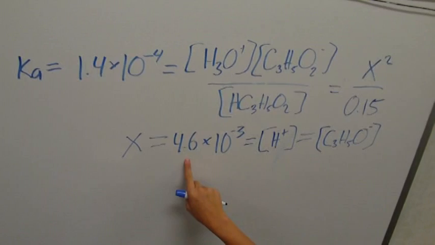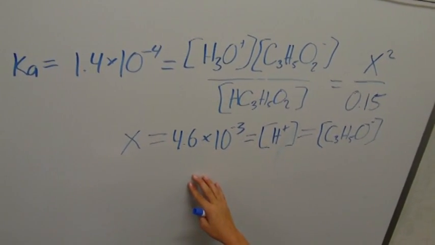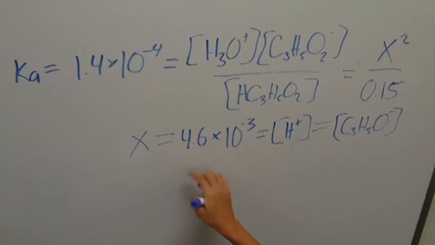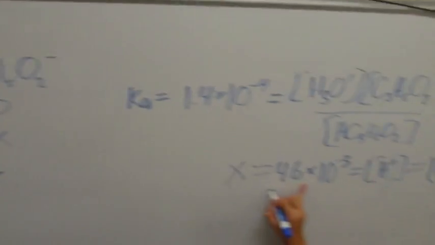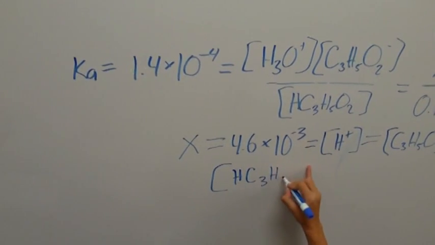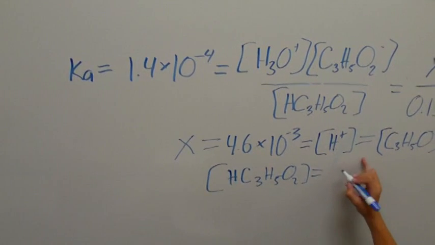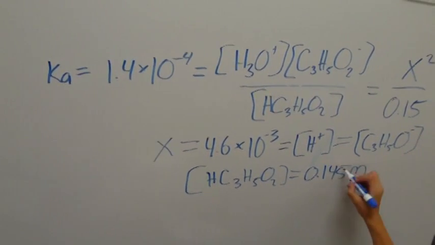And then they also want to know the concentration for our lactic acid, which you'd go ahead and plug in the x for, because they do want to know the exact value. So you're just going to plug in here for x, and your concentration for lactic acid ends up being 0.145 molar. So barely a change.